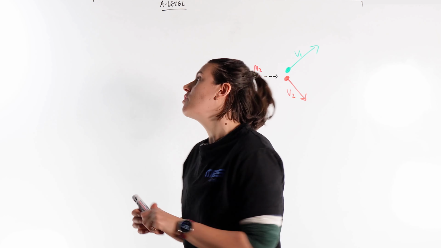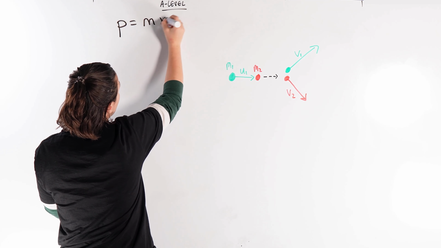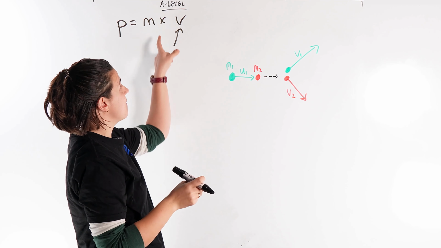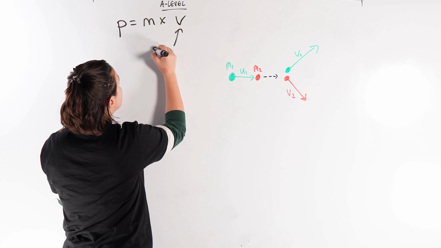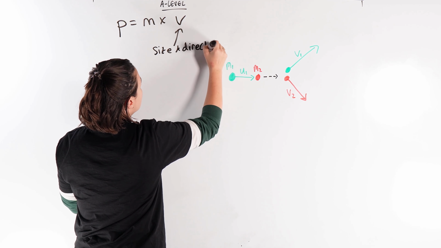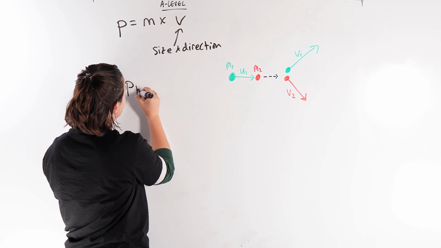Now, we know that momentum is equal to mass multiplied by velocity, where this velocity here, remember, is a vector, which means that it's got size and direction. So this is going to become really important, okay? Because we've met conservation of momentum before. We know that the momentum before a collision has to equal the momentum after a collision.